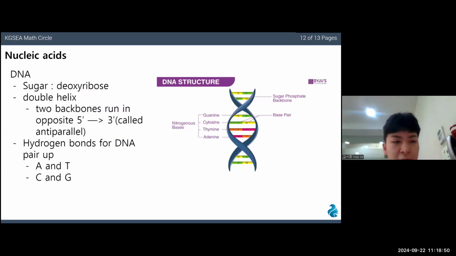So first of all, the DNA. Its pentose sugar is in the form of deoxyribose. It doesn't have an OH compared to RNA, and the DNA structure is a double helix, as you can see in the picture. It's kind of like folded constantly. It consists of 2 backbones, which run in opposite 5' to 3' directions, as I talked about, and because of this structure, it is called antiparallel. Between the nitrogenous bases, pairs are made by hydrogen bonds: adenine and thymine bond together, and cytosine and guanine bond together.